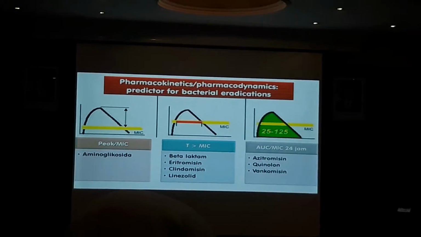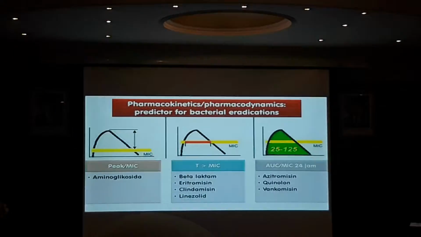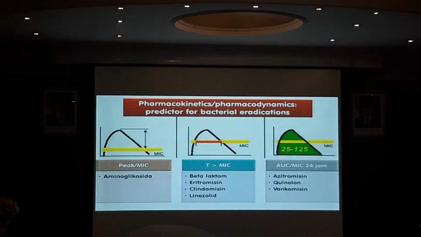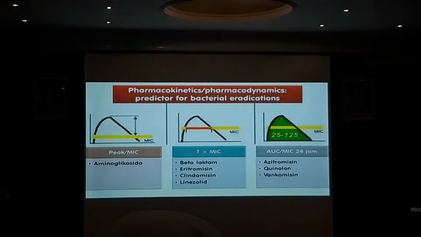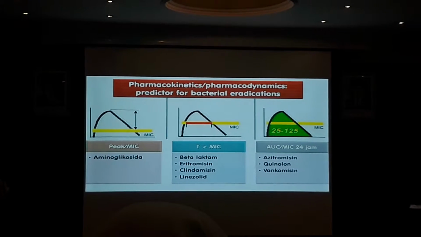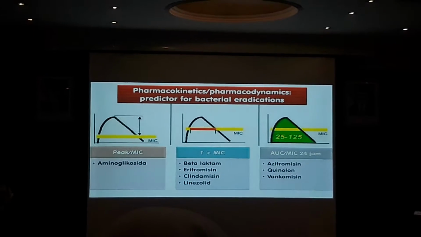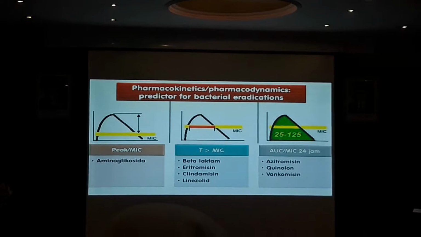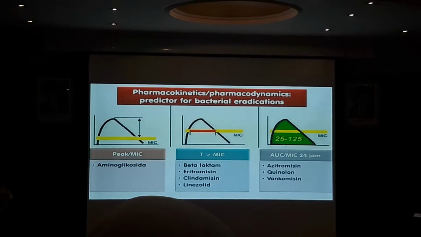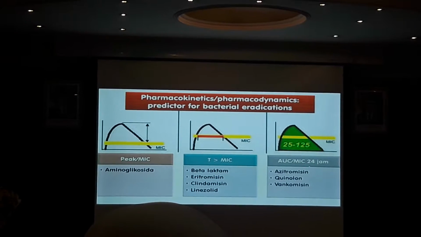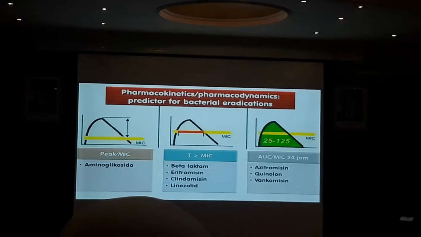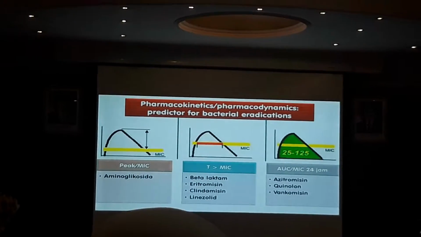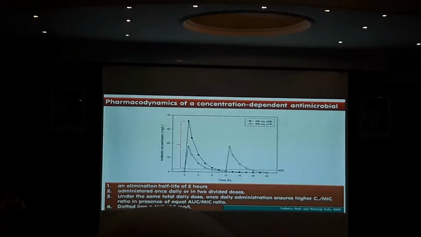But for beta-lactams, macrolide, clindamycin, linezolid, you keep the duration of the antibiotic above MIC. The longer the antibiotic concentration is above MIC, the better the result. And then this one is about the AUC-MIC ratio over 24 hours, which is represented by erythromycin, fluoroquinolone, and vancomycin.